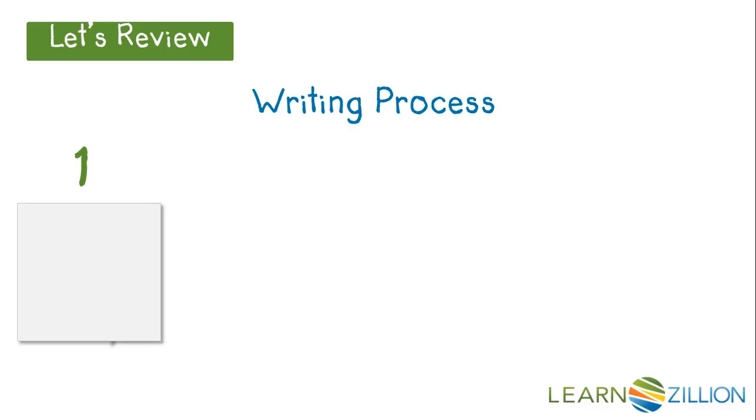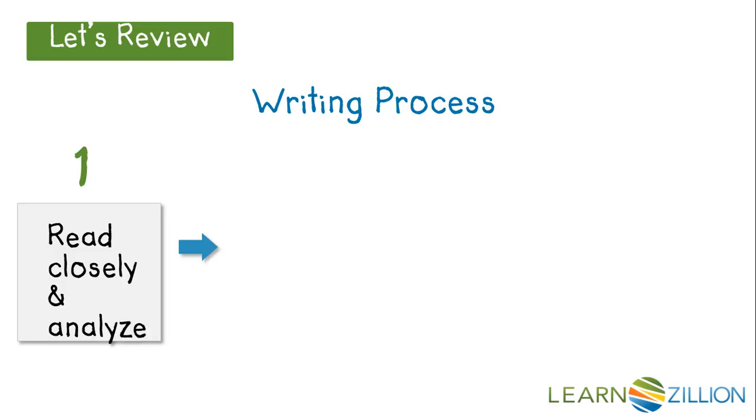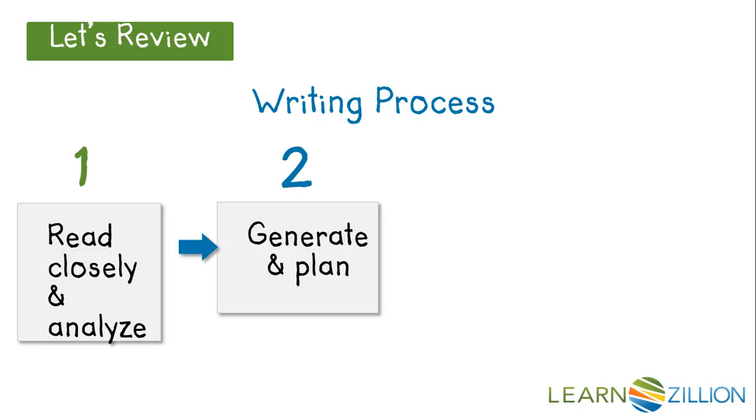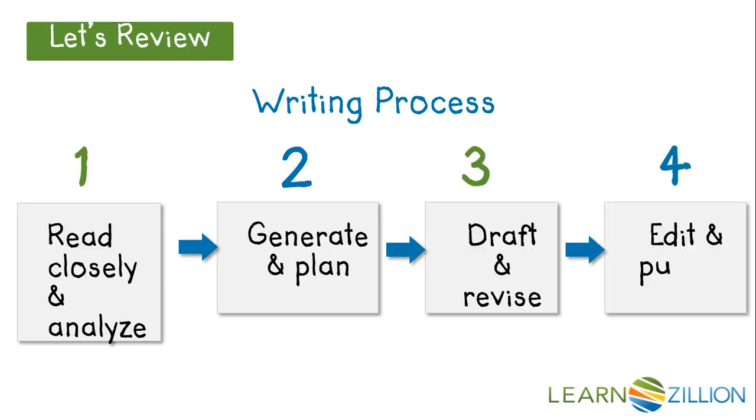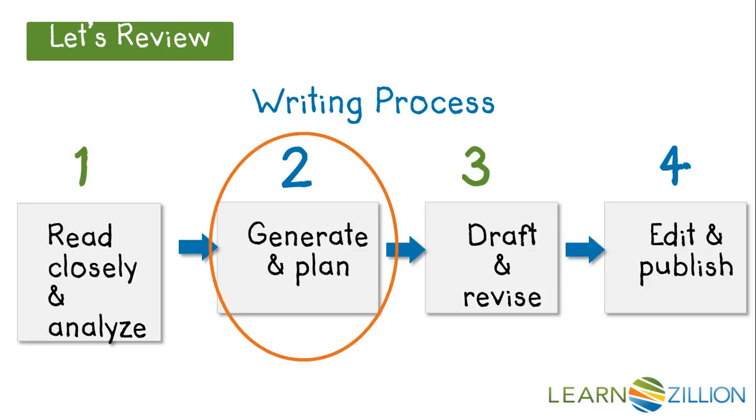So here's our writing process. First, we need to read closely and analyze. Then we generate and plan. Then we're going to draft and revise. And finally, we edit and publish. In this lesson, we're working on the second step, generate and plan.